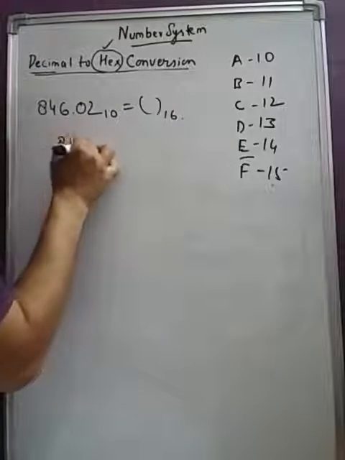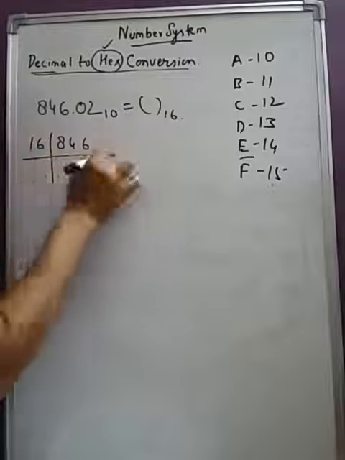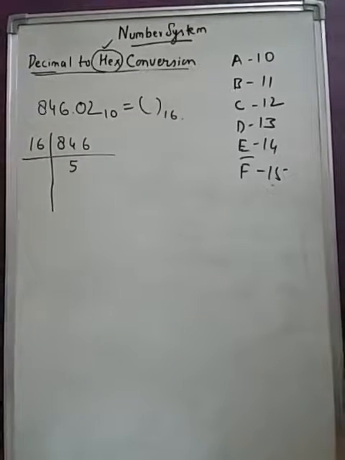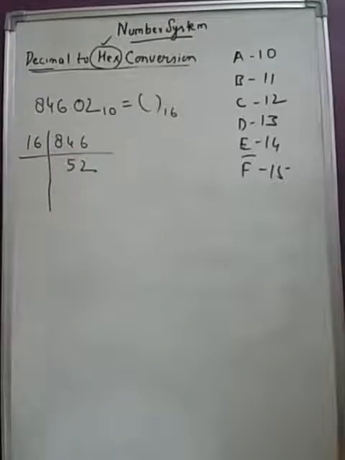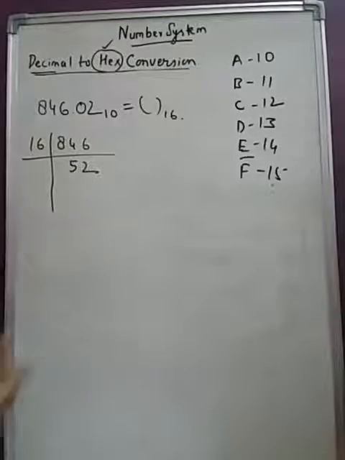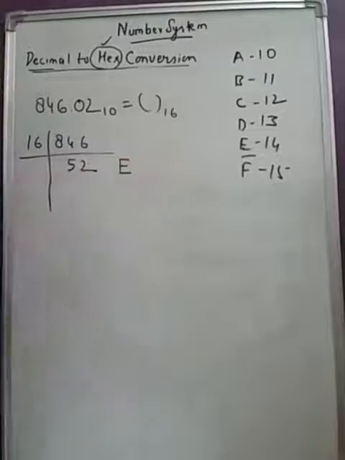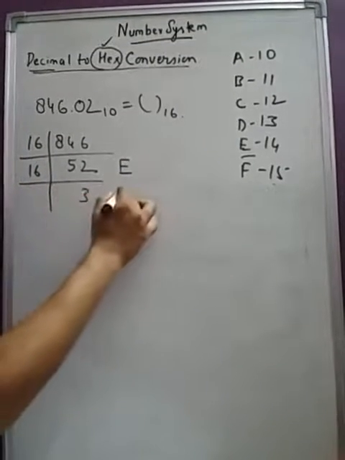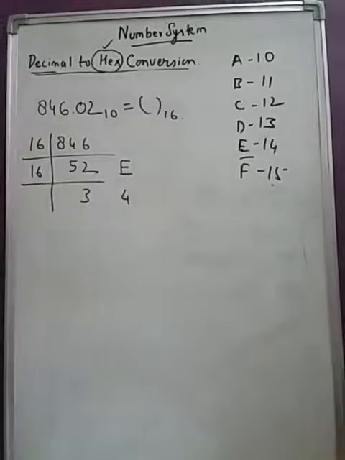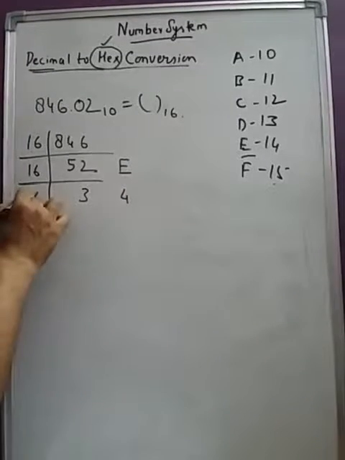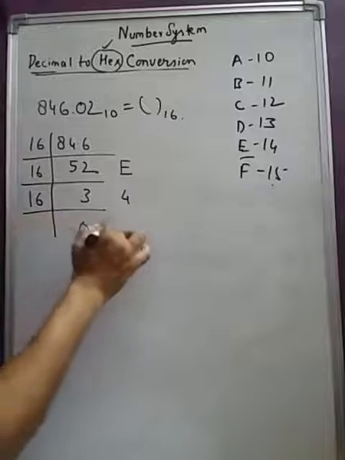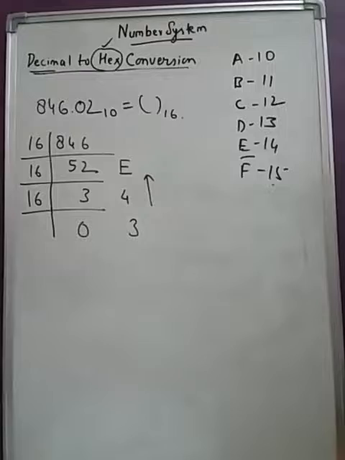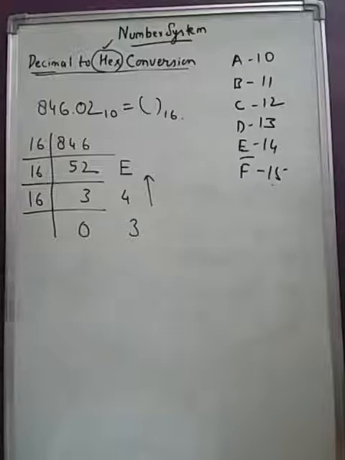You will first divide this by 16. 16 5s are 80 and 16 2s are 32, then 14 is left behind. So for 14 we have E. Next it will go into 16 three times and 4 will be the remainder. 16 3s are 48 and 4 remains. Then it will go 0 times and 3 will be the remainder. So this is how you will be calculating it for the whole number part.